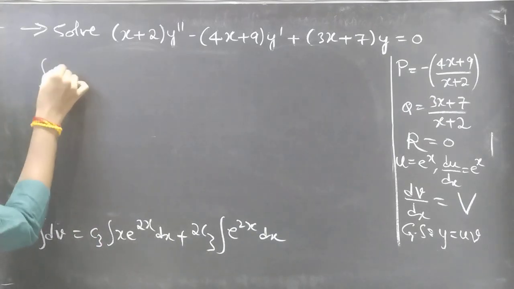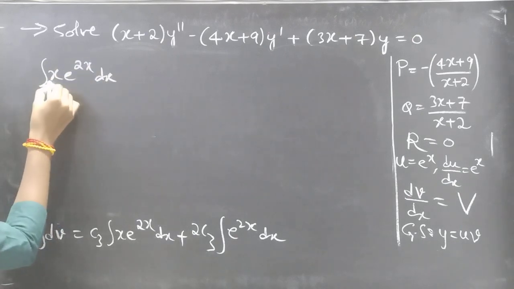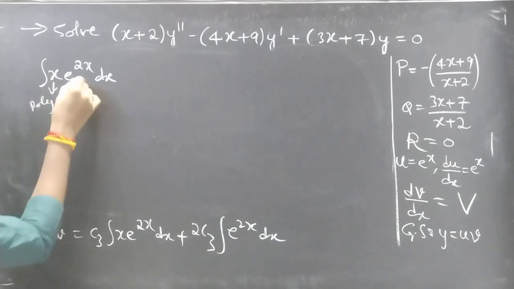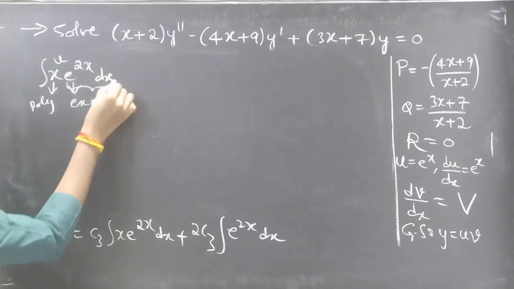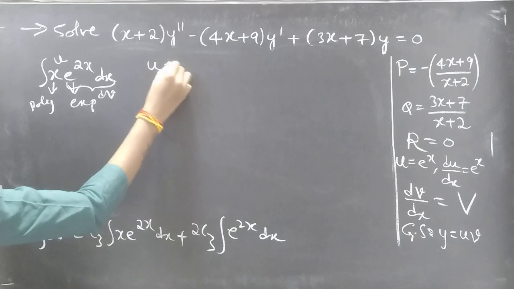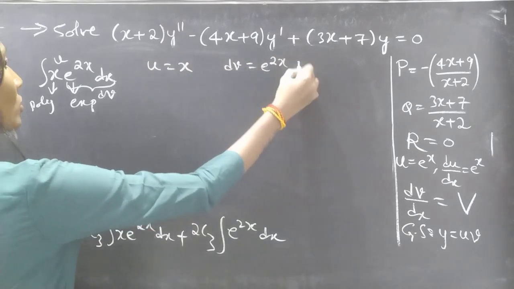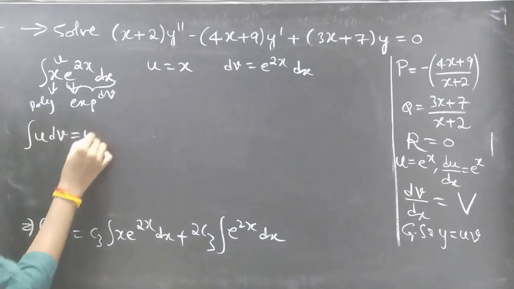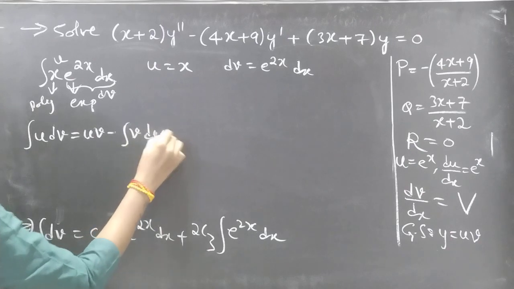Let's find the integral of x e power 2x dx using integration by parts. Here we have an integrand that is a product of a polynomial function and an exponential function, right? We'll take the polynomial function as u and the remaining part as dv. Let u equal x and dv equal e power 2x dx. Here we are going to use the formula integral u dv equals uv minus integral v du. Okay?